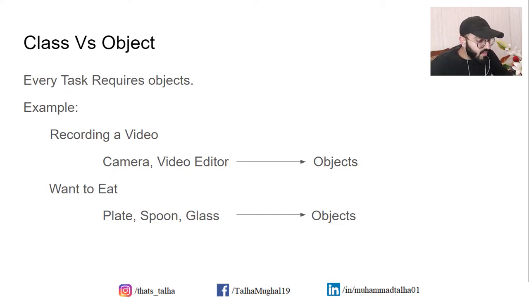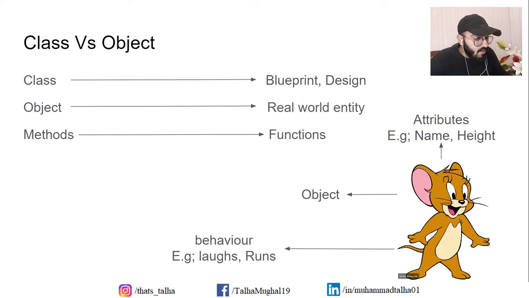We can use a glass to drink. Now that glass will be used to store some water, so that can be an action or something that is called behavior for this object. Let's build up a better understanding of an object, right?